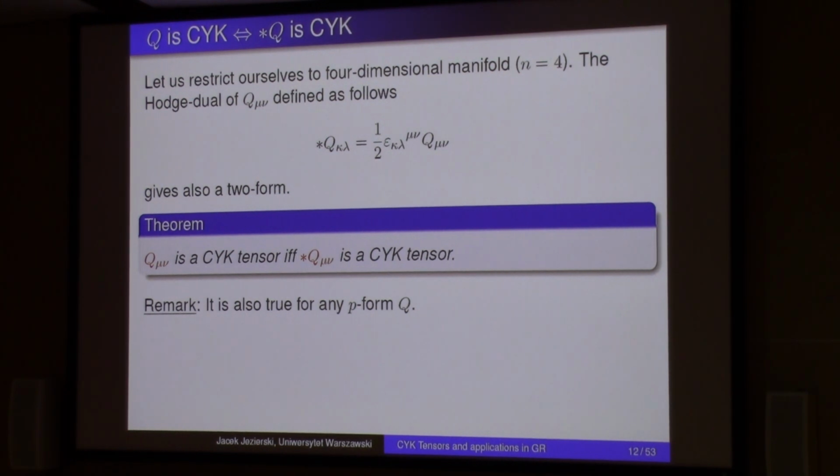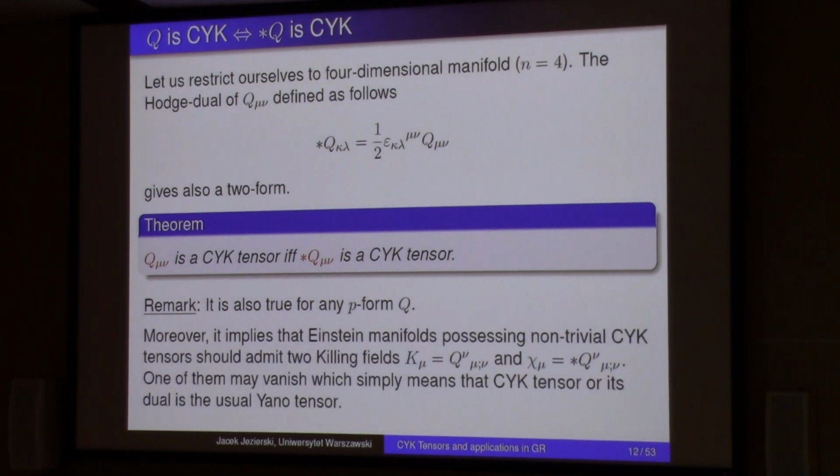a lot of time. So the next property, which is crucial in dimension 4, is that the Hodge dual of a two-form is a two-form, and it is also a conformal Yano. So this is another story.